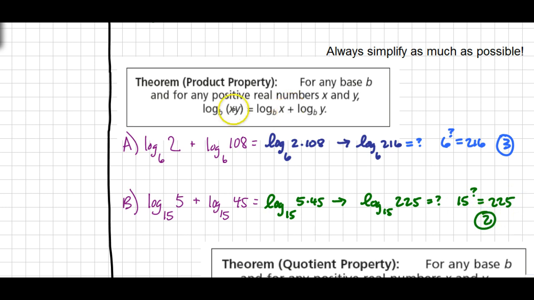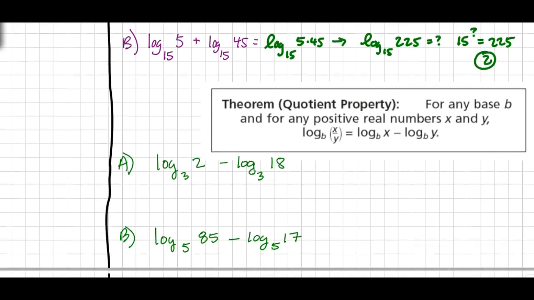So addition and multiplication go together for one property. Next property is very similar in that we're going to turn subtraction into division. Just be careful on this quotient property. You do need to pay attention to the order of things. The x, or the first log, needs to go on the top when you do your division. So make sure you don't flip-flop those by mistake. So on our first example, the logs are both base 3. We are subtracting, so I'm going to turn that into log base 3 of 2 divided by 18.